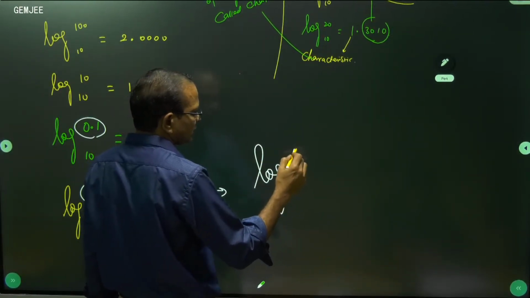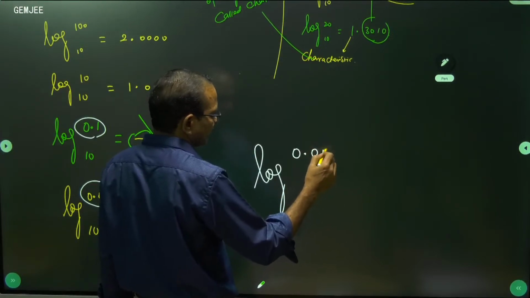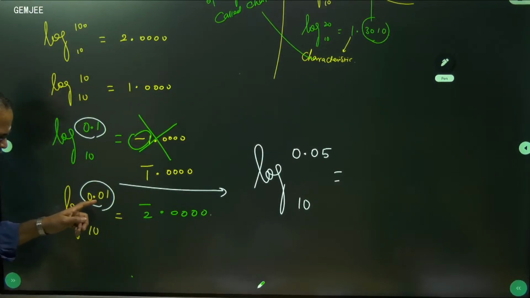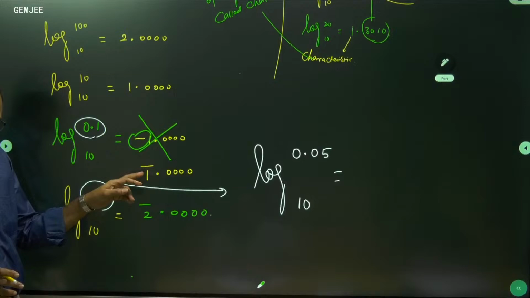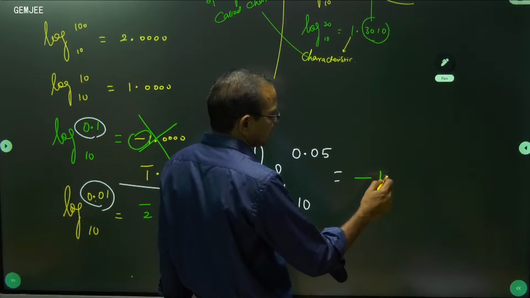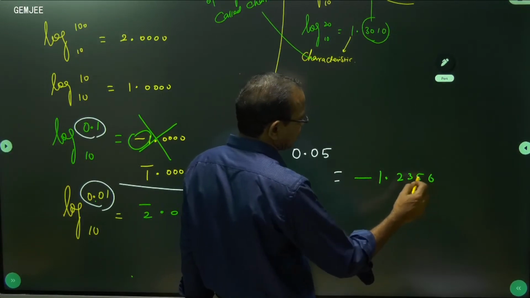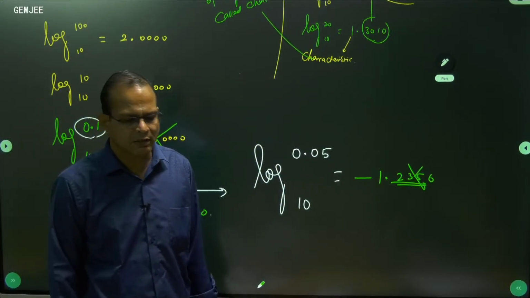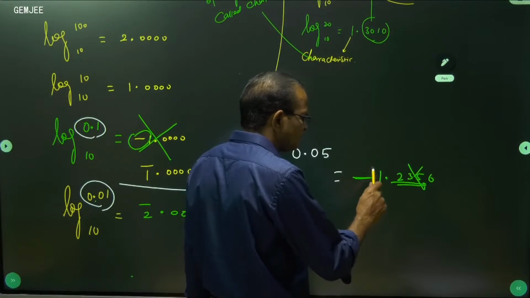Log of 0.05 to the base 10. See, it is more than this, less than this. The value, whatever I have written there, is more than this but less than this. What is your expected value there? It should be something between -1 and -2, no doubt about it. So it may be minus 1.2356. I am just taking an arbitrary value, this may not be correct. Okay, suppose it is like that. Now the problem is that you are assigning minus to this.